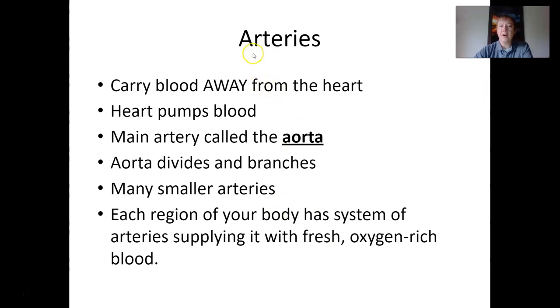All right, so when we're looking at arteries, they do break off into smaller branches. So when they branch off, all right, once they get to a certain size, they become what we call arterioles, which are smaller arteries. They're basically the same thing, just smaller. And then eventually they will get to the capillaries where the oxygen and the key nutrients will be exchanged.